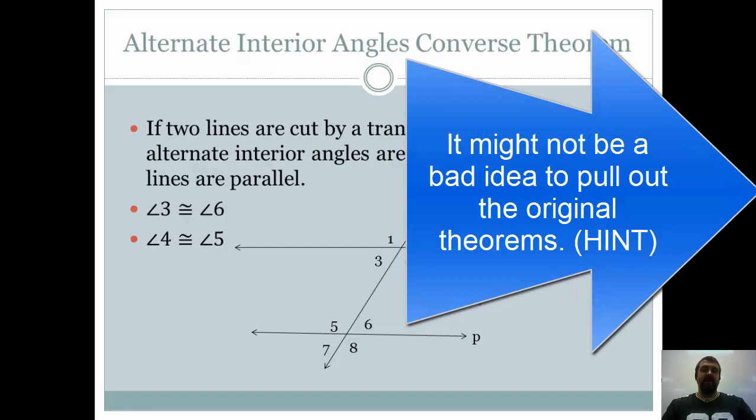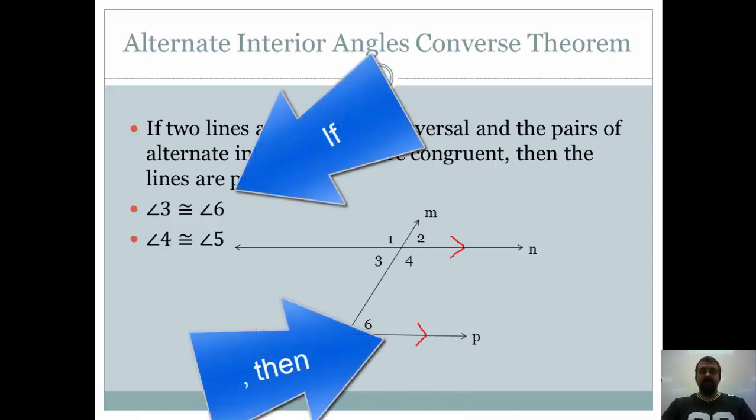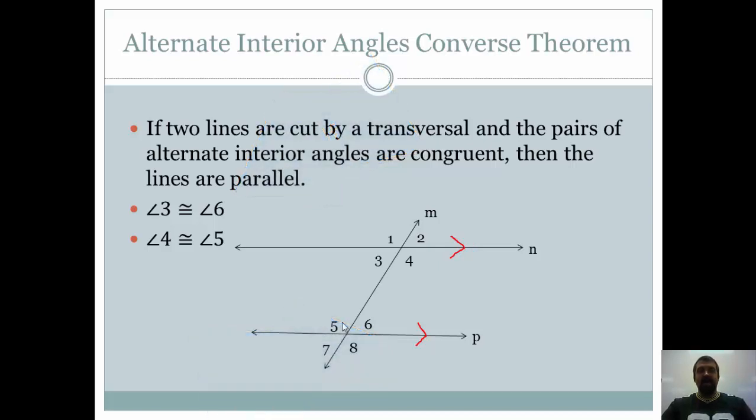Alternate interior angles converse theorem. Again, we're reversing the flow here, so if I know alternate interior angles are congruent, then I know the lines are parallel. So if I know angle 3 and 6 are congruent, or I know that angle 4 and angle 5 are congruent, I now can say line N and P are parallel. Okay, I used the red markings to show it. I didn't write it out, but I could say line N and line P are parallel.